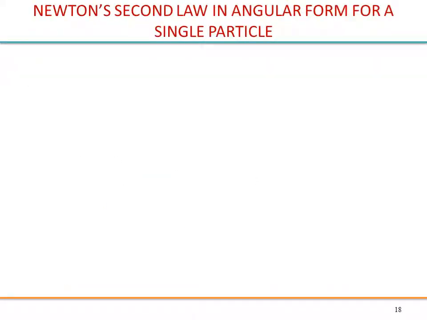Okay, so now let's see Newton's second law in angular form for a single particle in the general case. Remember, before we have just established Newton's law in angular form for circular motion. This is in the general form. So we have L given in this way, and we would like to know how it changes with time. So we take the derivative.